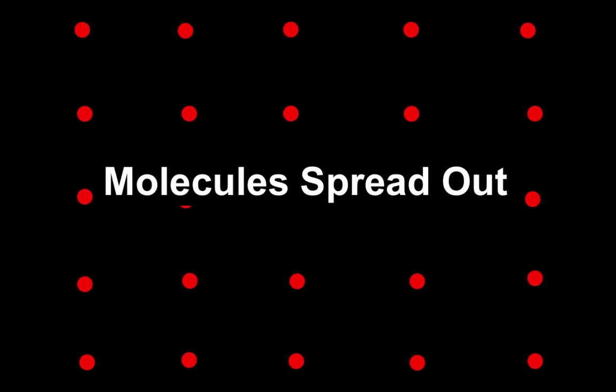This is why if someone sprays perfume or something in the corner of a room, eventually everyone will smell it. We didn't have to add any energy for that to happen. It's just the natural movement of the molecules. They spread out. So again, molecules spreading out without needing any energy added is diffusion.